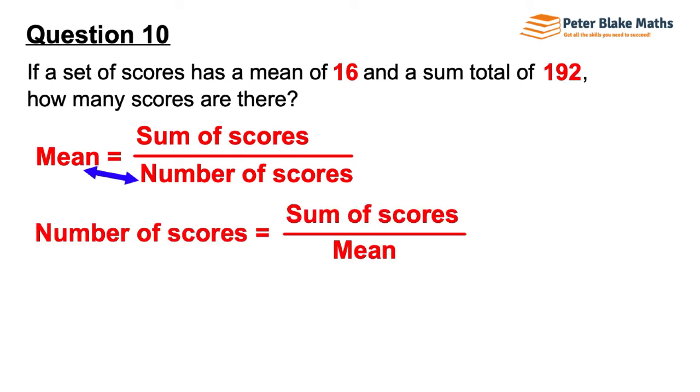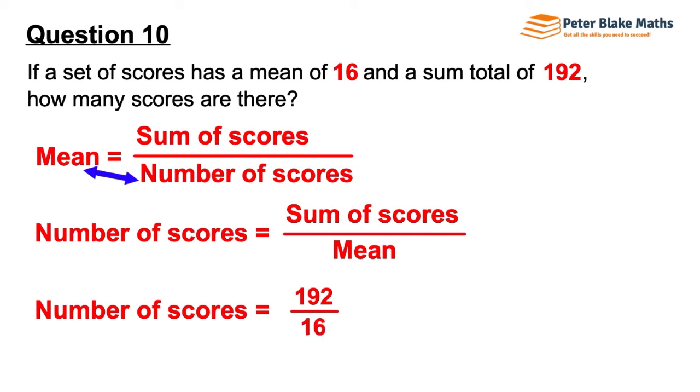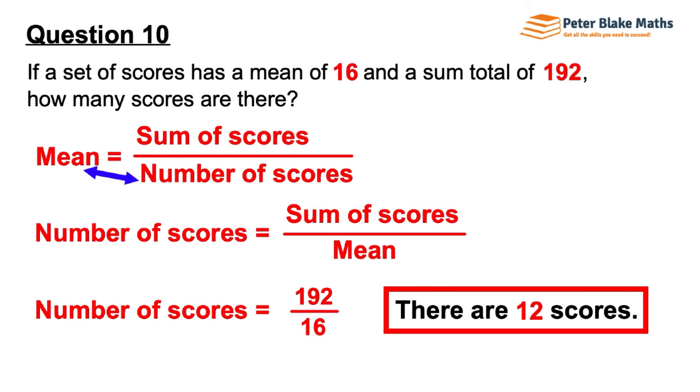So we end up with a rearranged equation here of the number of scores will equal the sum of the scores on top divided by whatever the mean is. That's going to be more useful in our case here. In the question we're told that they've got a sum total of 192, and we're also told that the mean was 16. So let's put them in the right places there, and we get a final answer of 12 scores.